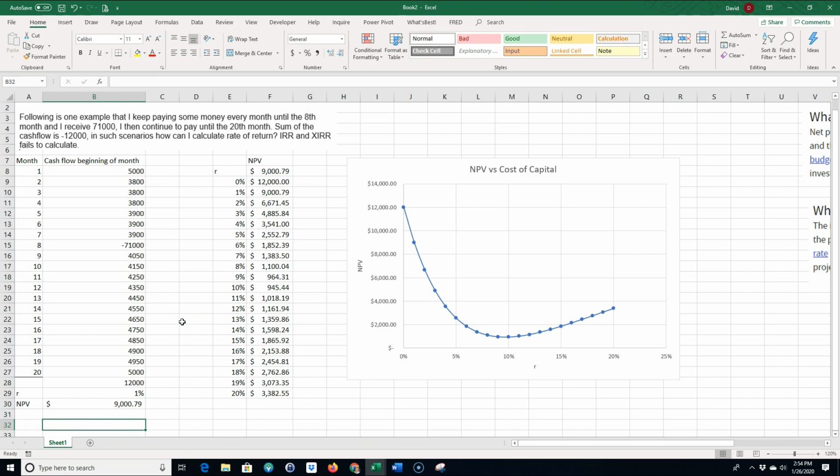Internal rate of return, you have to be careful with it. You have to have the NPV cross the 0 axis. Now sometimes there are multiple internal rates of return. I have a video, if you go search, I'll try to link to it right here. I have a video that shows how to do multiple internal rates of return.